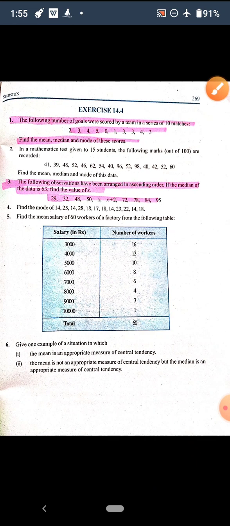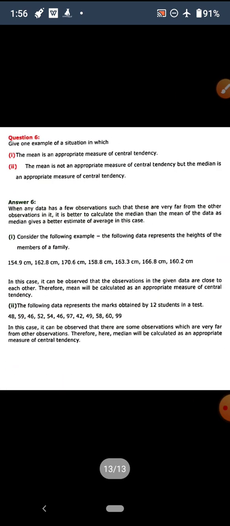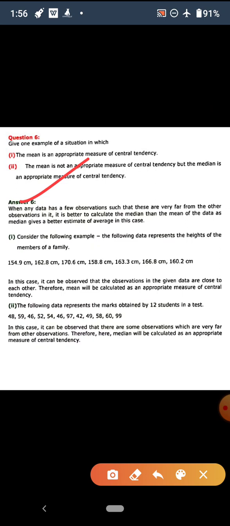Then the question: give one example of a situation in which the mean is an appropriate measure. The answer is that the mean is an appropriate measure of central tendency, because when data has a few observations that are very far from each other, it is better to calculate the median than the mean, because the median gives a better estimate of average in this case. But the question is where we will use the mean, so we will use the mean where the variation is less.